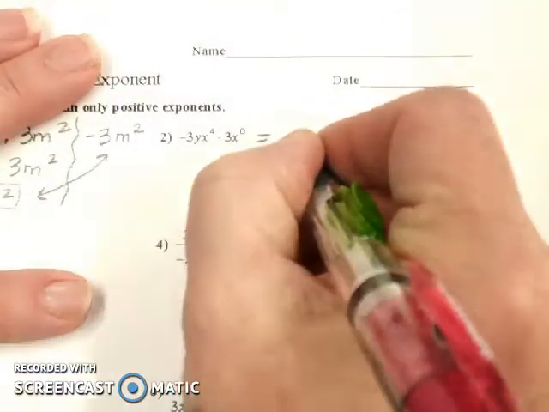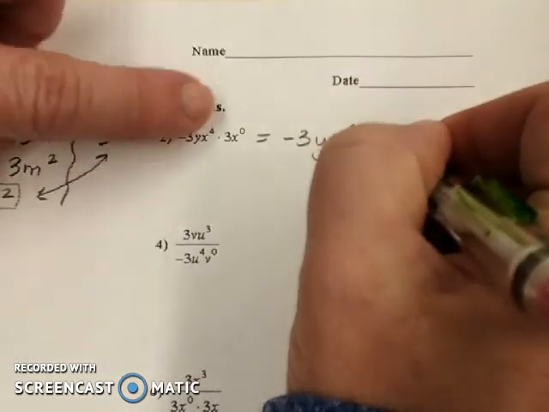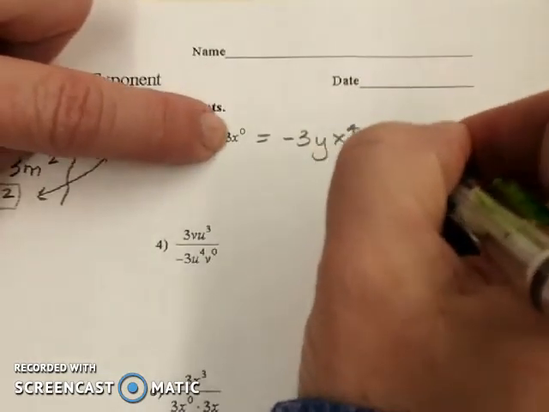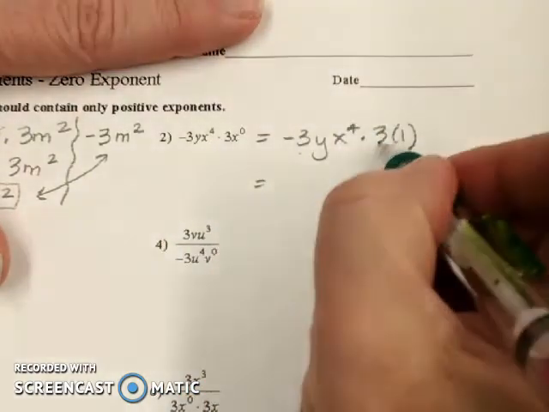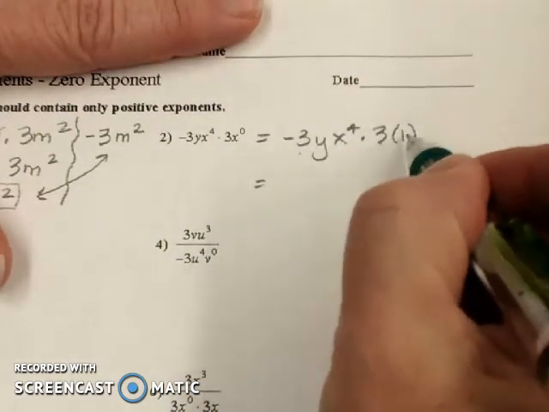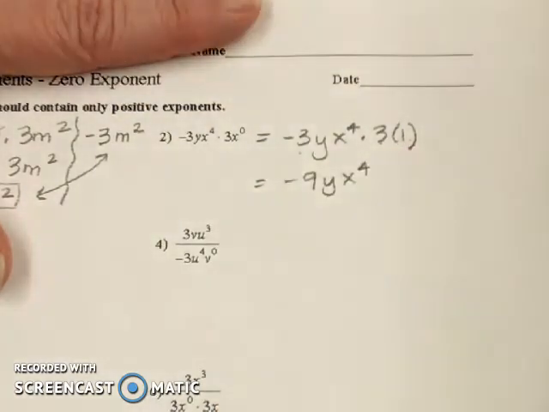So I've got negative 3 y x to the 4th times 3, and that x to the 0 is 1. So that gives me negative 3 times 3, which is negative 9 times 1. And there's my answer.